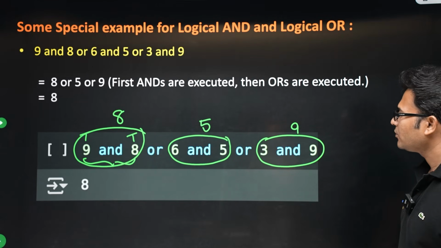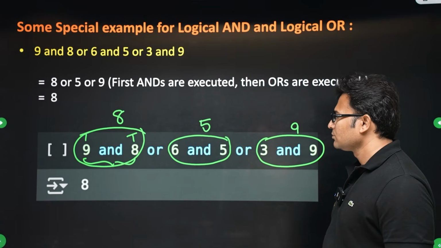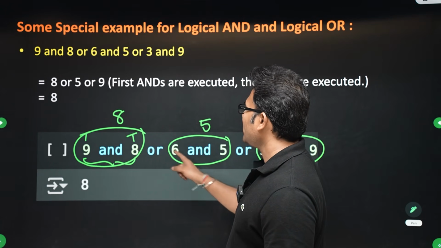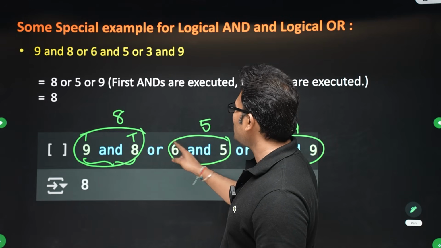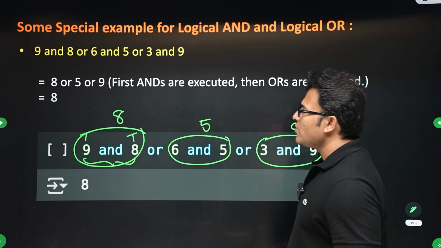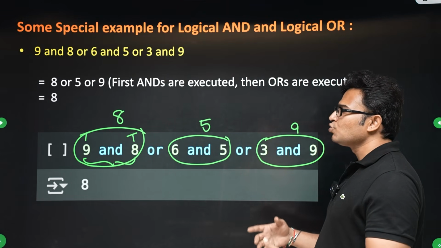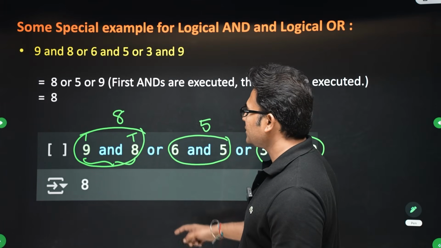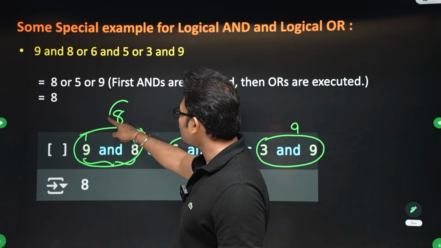8 or 5 or 9. Now what happens is, when 3 values are provided to OR, wherever it happens to be true the first time, that will be the value of the expression, right? So what is it? 8 is true for the first time.